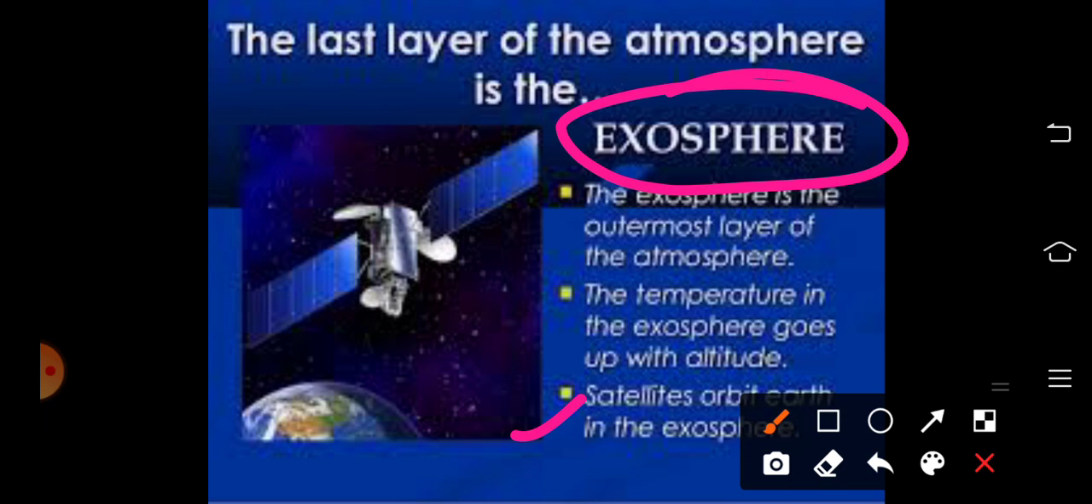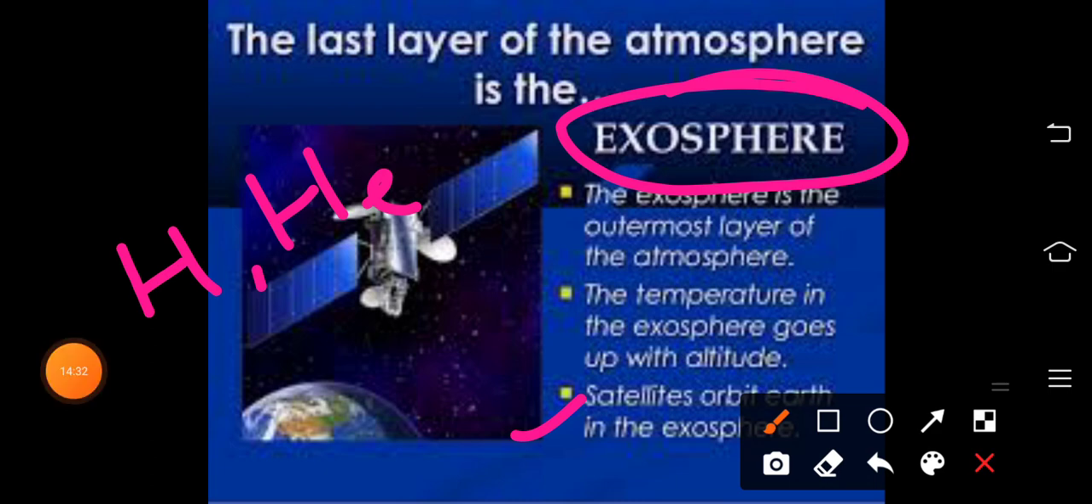This is the outermost, or uppermost, layer of the atmosphere. This layer has very thin air, because light gases like hydrogen and helium are seen in this layer. So this is the structure of the atmosphere.